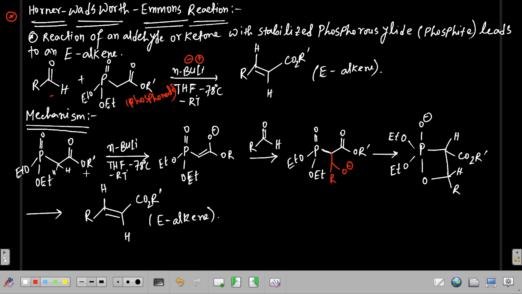Now we'll see the mechanism. First, this n-butyl lithium will abstract the proton of phosphonate, and it will form an anion, and this anion will delocalize to the carbonyl, and it will form this delocalized form. This is a delocalized form of the anion.